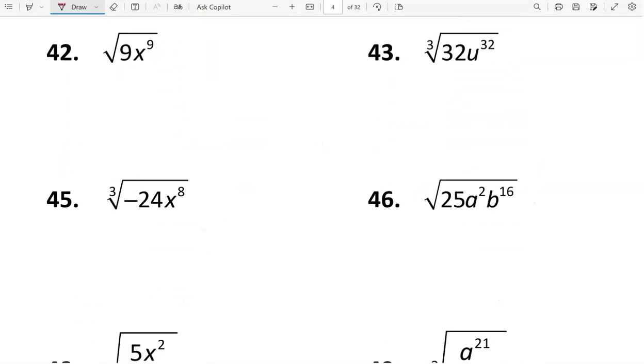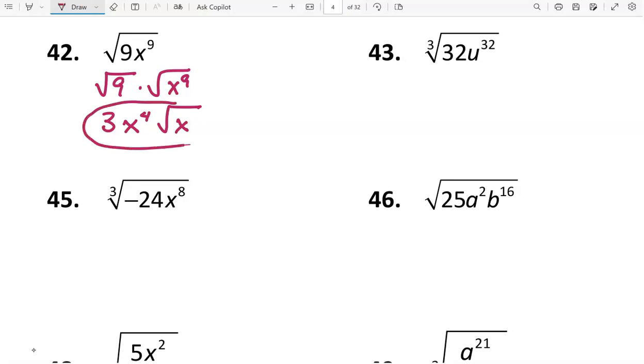All right, now we have some cases here where our index may not divide evenly into that exponent. So I'm going to use that same strategy. Square root of 9 times square root of x to the 9th. Square root of 9 is 3, and 2 divides into 9 4 times, so that gives us an x to the 4th, but we have 1 left over, so that 1 leftover factor is going to go inside the radical.